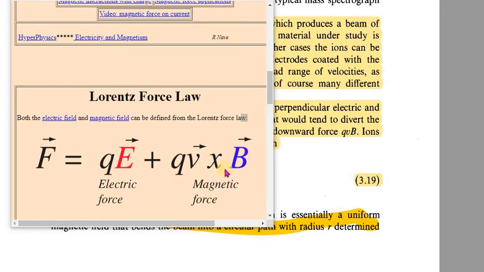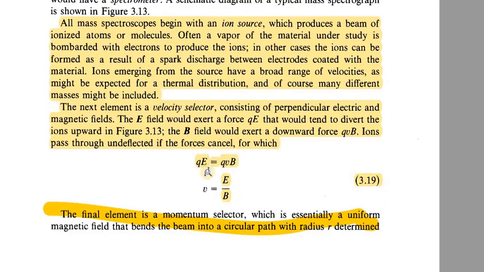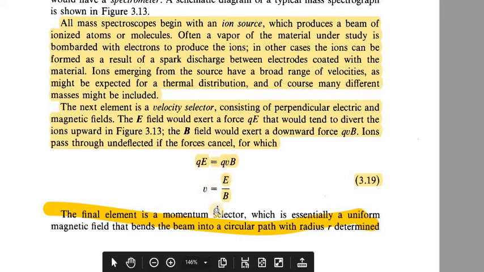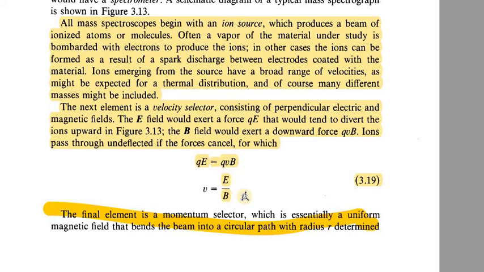qv cross B is qvB sin theta, where theta is 90 degrees, so you can write qvB. Then you can write qE equal to qvB. From that you can find the velocity is E by B. That is, the velocity of the charged particle beam depends on the electric field and magnetic field. You can control the velocity by controlling the electric and magnetic field.